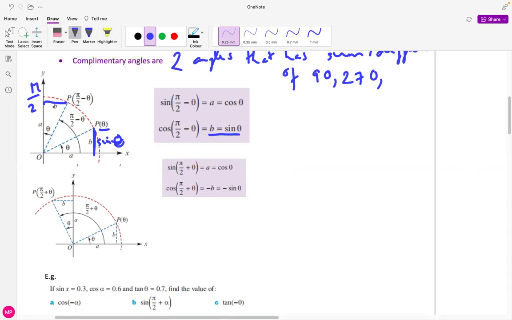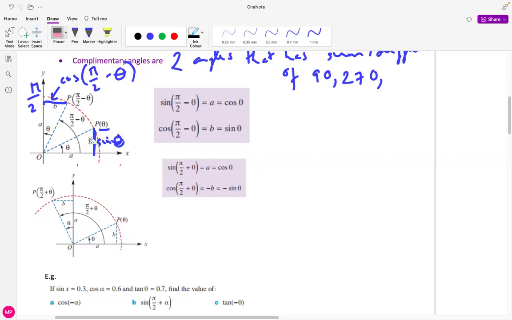And the horizontal distance here, what does that represent? This is for the angle pi over 2 minus theta, and the horizontal is the cos value. So this is cos of pi over 2 minus theta. So you can see they are technically the same value. Therefore, we got this equation: cos of pi over 2 minus theta is the same as sine theta, because they both equal B. With similar logic, we can do the same thing for sine of pi over 2 minus theta equals cos theta.